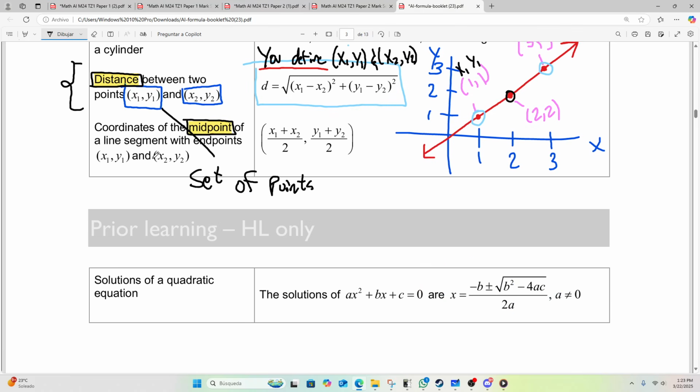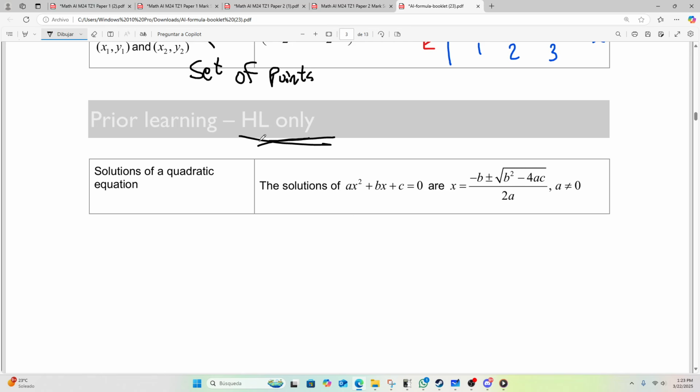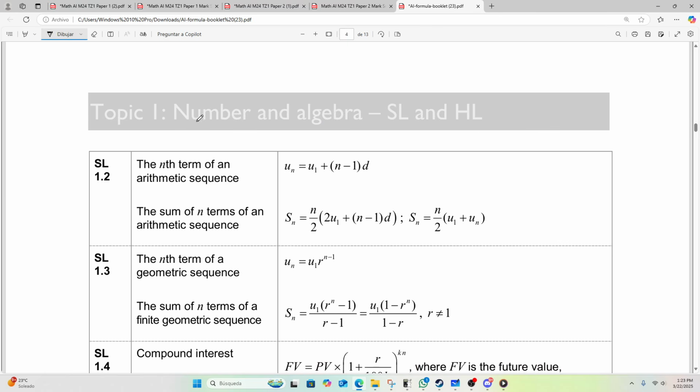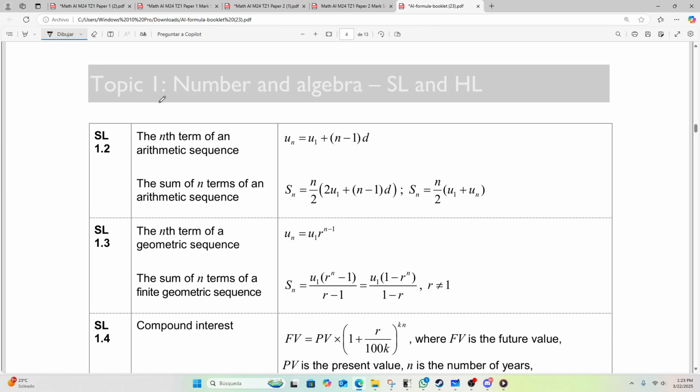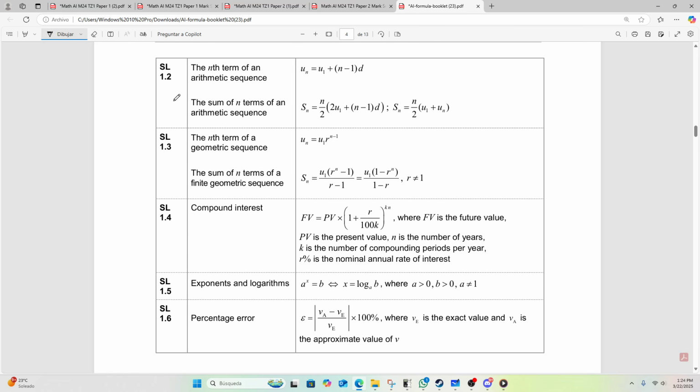All right, let's keep going. I'm skipping this because it says HL, so I'm going to go ahead and skip this. Numbers and algebra, topic 1. So, this one is interesting, because there are 1, 2, 3, 4, like 5 sections to it. So I'll go one by one.